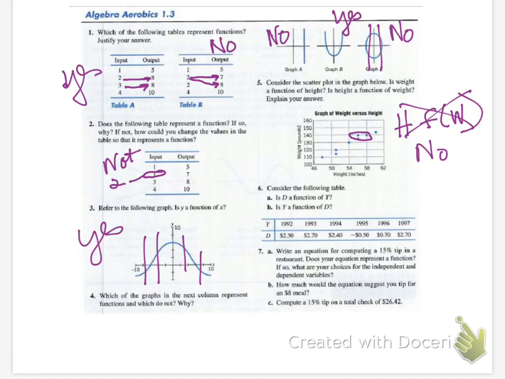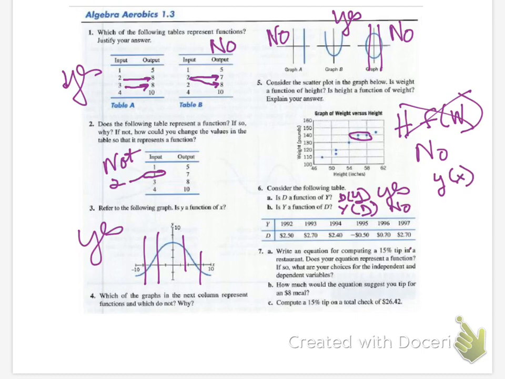Okay, looking at number 6, consider the following table. Is D a function of Y? So for D to be a function of Y, think about what you have to have. And then the second one is, is Y a function of D? Think about that as well. Okay, so let's think about 6 together.